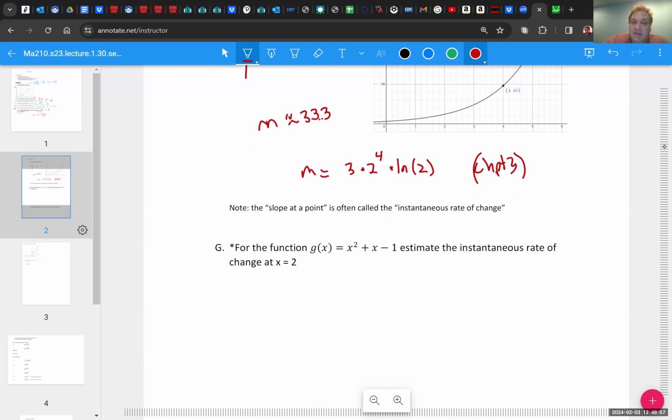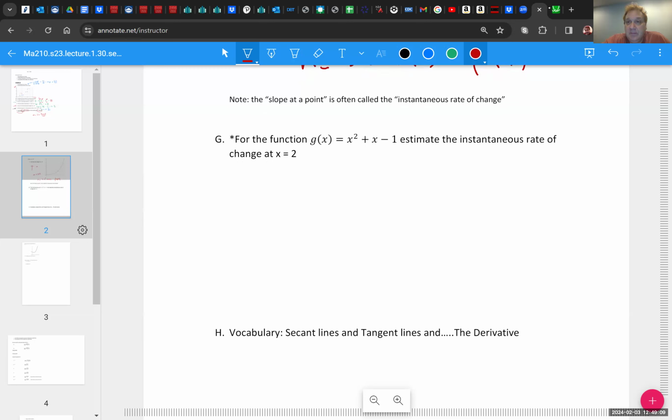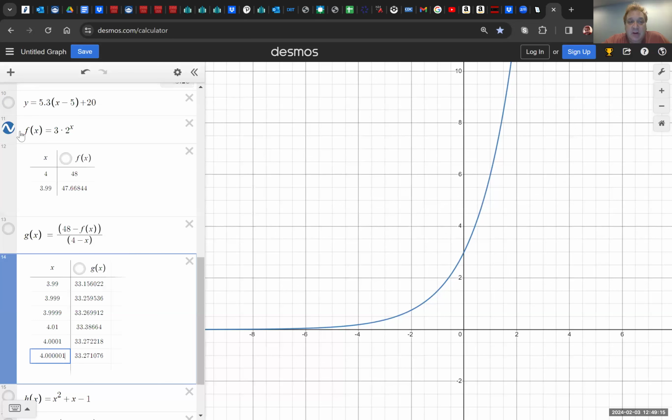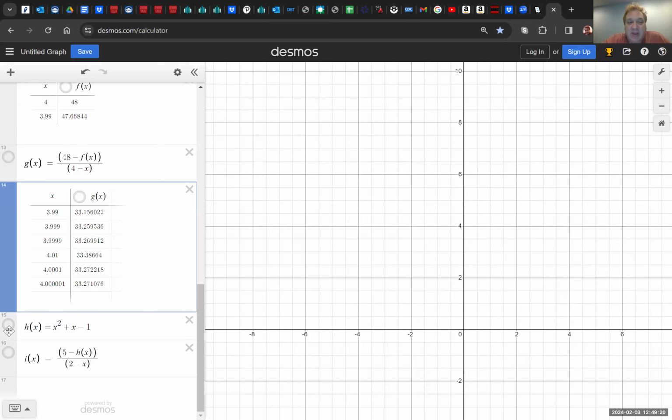All right, and we have this last example. We have a function g of x equals x squared plus x minus 1, and we want to estimate the instantaneous rate of change at x equals 2. Surprisingly, or maybe not so much so, we're going to be using the same kind of calculations as we did before. Since we don't have all our chapter 3 formulas, we have x squared plus x minus 1. We can do y2 minus y1 over x2 minus x1, and we can calculate those different slopes.